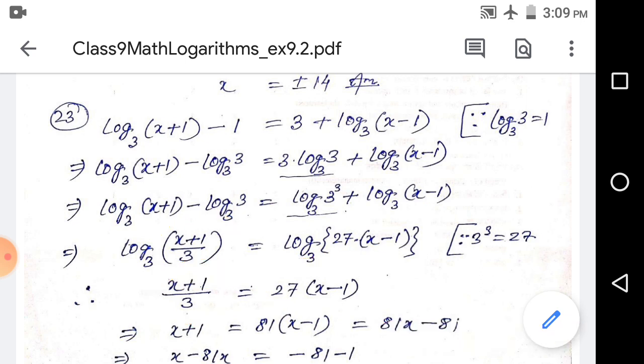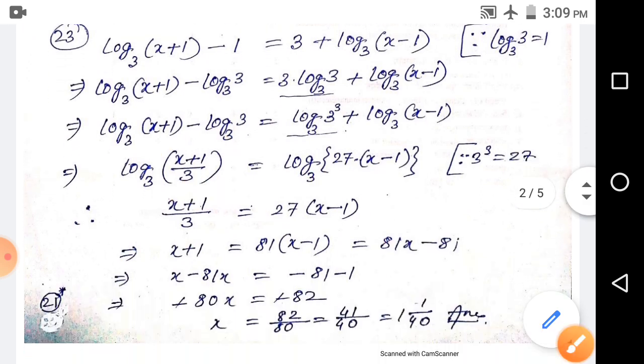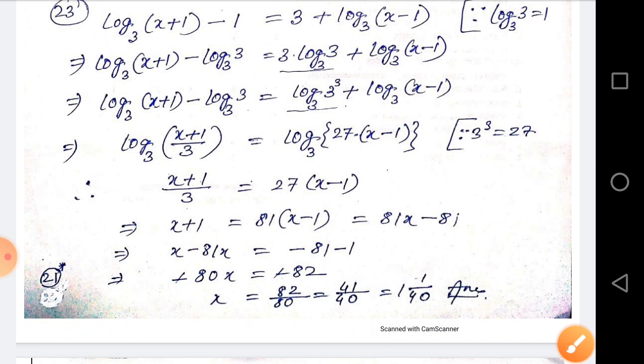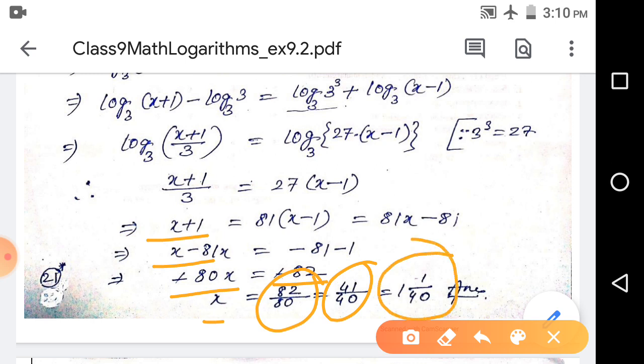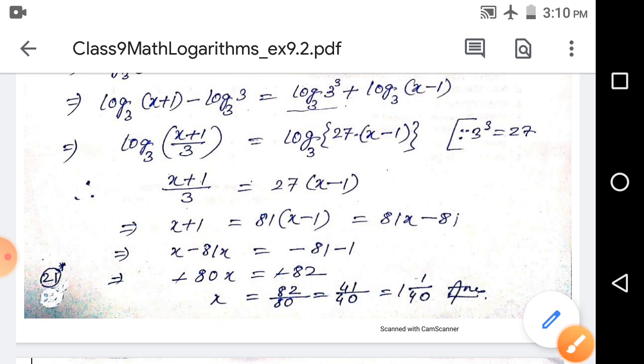Then we solve by taking the LCM first. This part is multiplied with this, so 81. After that it is simple calculation with one variable x. We have x minus 81x, which is minus 80x, and minus minus cancels, so 82, x equal to 41 by 82 by 80, which is equal to 41 by 40. Finally, in mixed fraction the value of x is 1 whole 1 by 40, which is the answer.